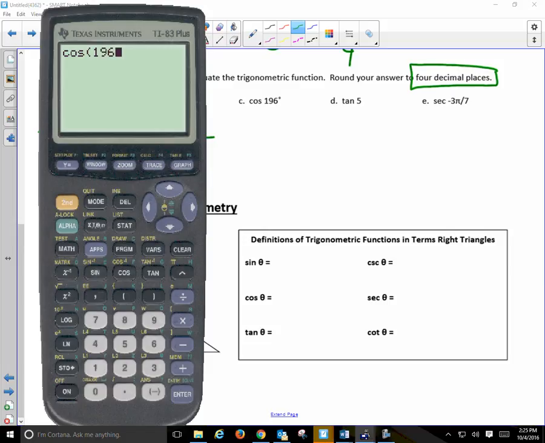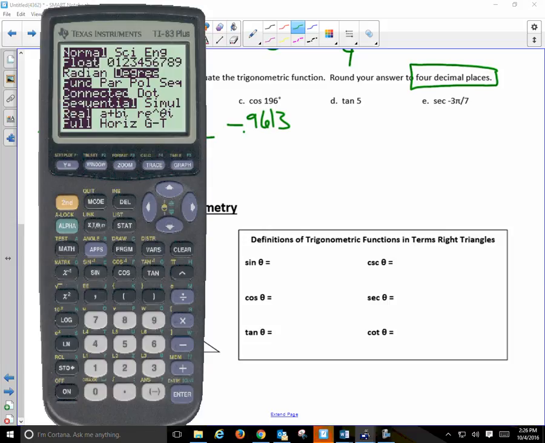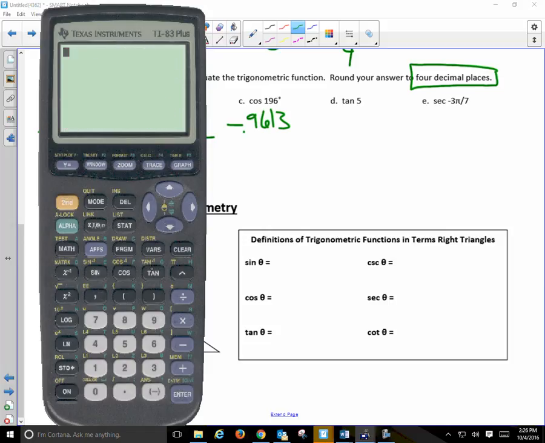Cosine of 196, just type it in, and we get -0.9613. Tangent of 5, is that in degrees or radians? It's in radians because it doesn't have a degree symbol. So I go into mode, and I work down to radians. Tangent of 5. -3.3805.